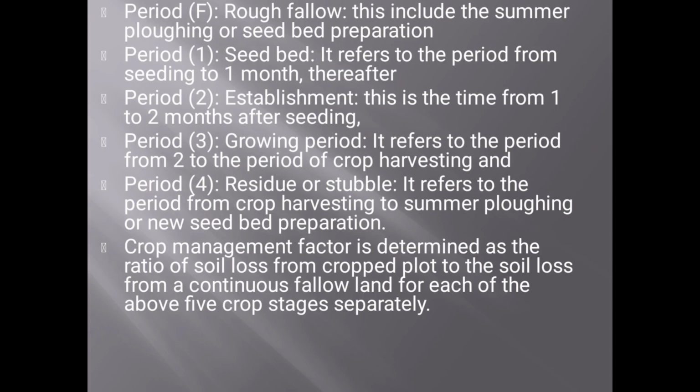The first stage includes summer plowing and seed bed preparation. Next, after preparing the seed bed, we have to transplant the seedlings for a 1 month period. After transplanting, the crop is established up to 2 months. Next, the growing period, and then the residue period, which refers to the period from crop harvesting to summer plowing for the new seed bed preparation. The crop management factor is determined as the ratio of soil loss from the cropped plot to the soil loss from the continuous fallow land for each of the above 5 crop stages separately.